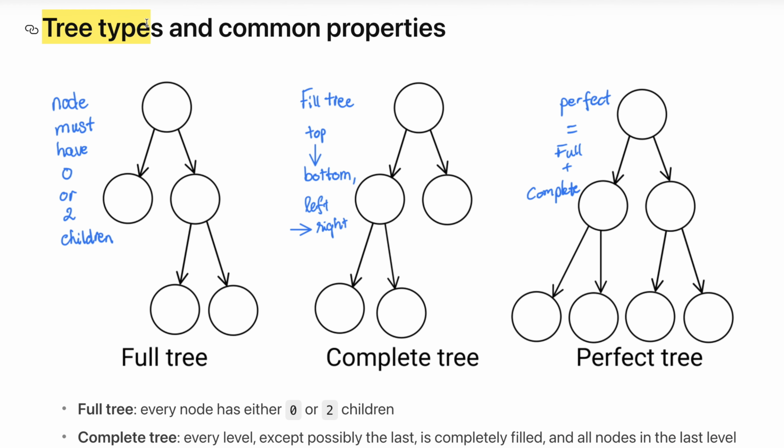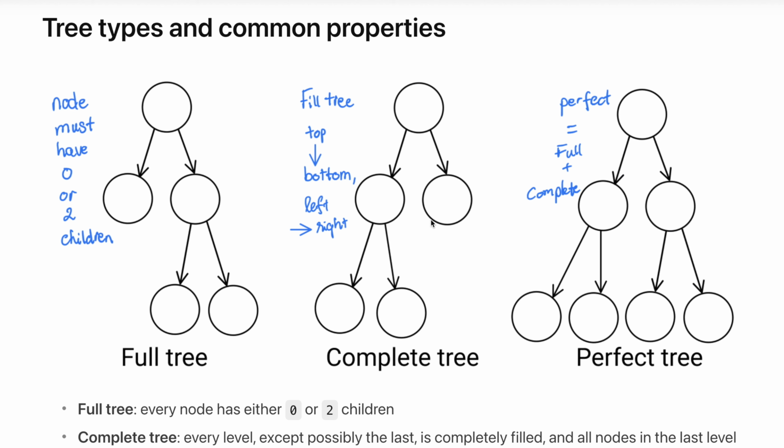Next, we're gonna learn a little bit more about tree types and common properties. These are just terms to reference a tree, so when you hear about them, you will know how a tree looks like. First, we have full tree. For a full tree, nodes in the tree must have 0 or 2 children. Then we have a complete tree.